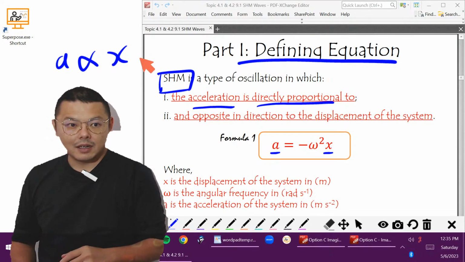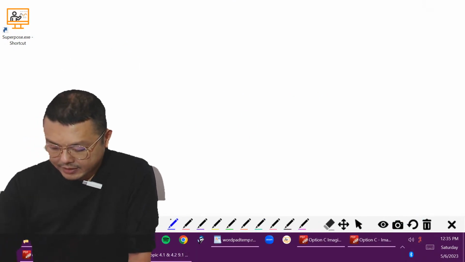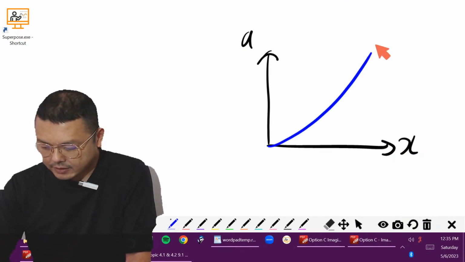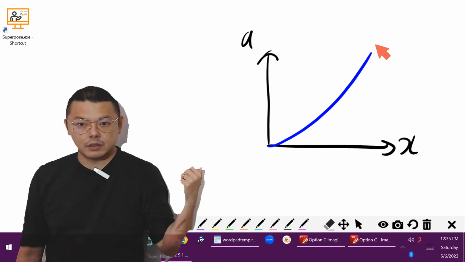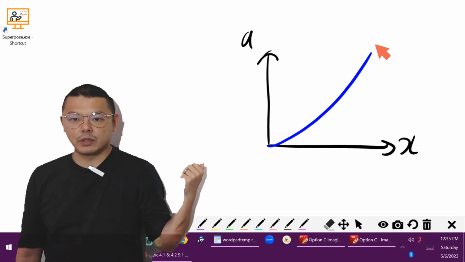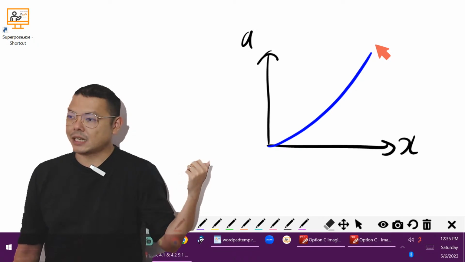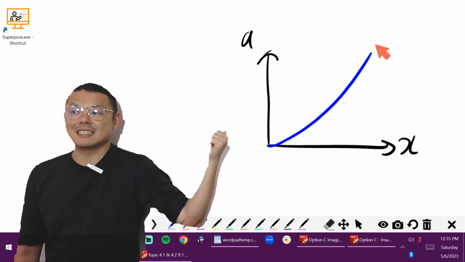Because I'm going to ask you this. What happens if you have a graph that looks like this, guys? If I ask you to plot A versus X, and the graph looks like this, is this directly proportional? No, this is not directly proportional. Why? It's exponential, it could be quadratic, but we don't know. Whatever it is, it's just not directly proportional.